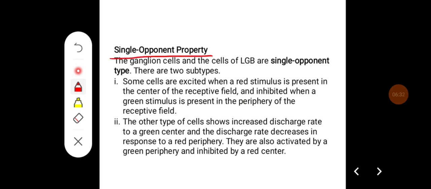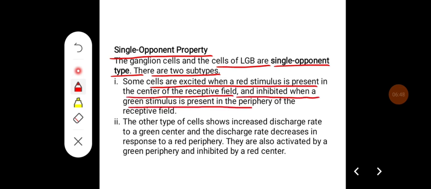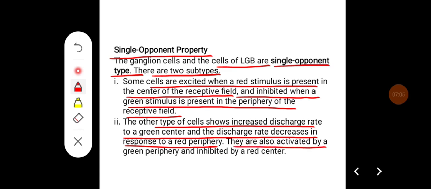Single opponent property. The ganglion cells and the cells of the LGB are single opponent type. There are two subtypes. Some cells are excited when a red stimulus is present in the center of the receptive field and inhibited when a green stimulus is present in the periphery of the receptive field. The other type of cell shows increased discharge rate to a green center, and the discharge rate decreases in response to a red periphery. They are also activated by a green periphery and inhibited by a red center.